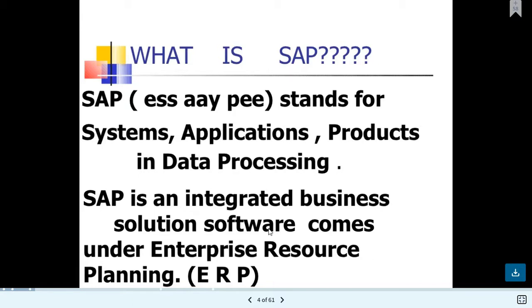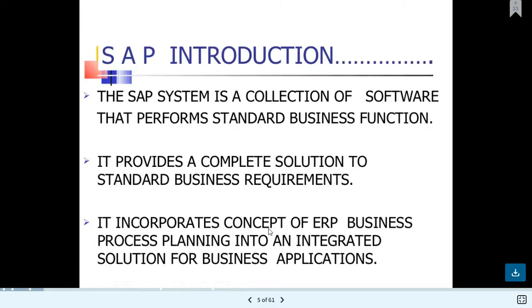SAP stands for System Applications and Products in data processing. SAP is an integrated business solution software that comes under Enterprise Resource Planning, which is called ERP. That is the most important thing to be aware of: ERP is what SAP is generally used for.